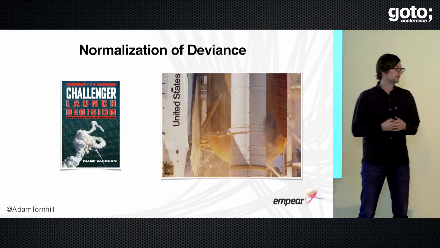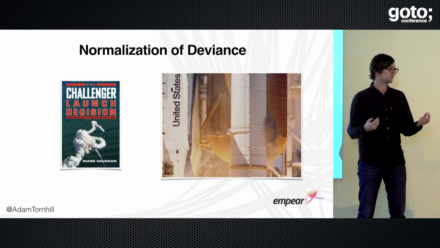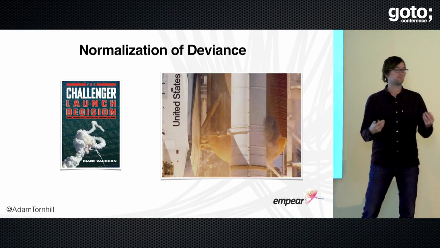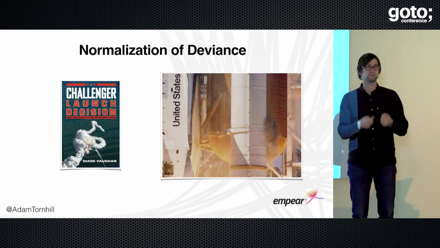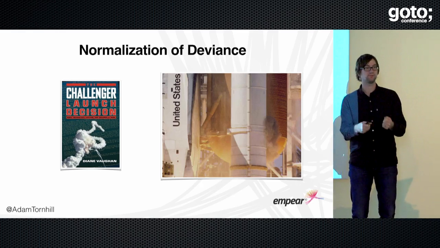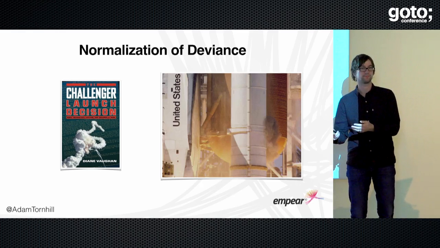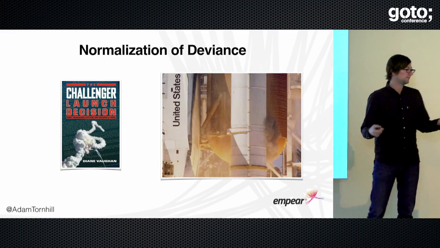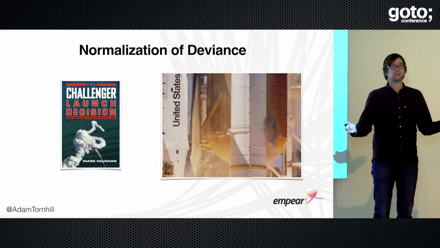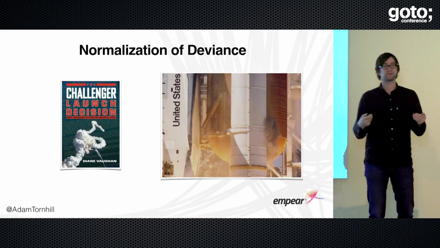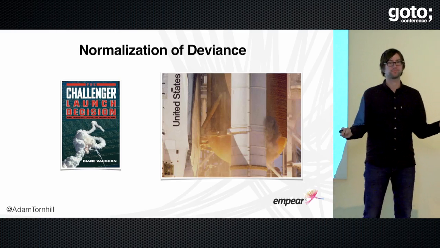Now, this is what Diane Vaughan calls the normalization of deviance. That each time we accept a risk, the deviations become the new normal. We get a new point of reference. And this is interesting because this is not really about spaceships. This is about people. And we have plenty of normalization of deviance in software too.